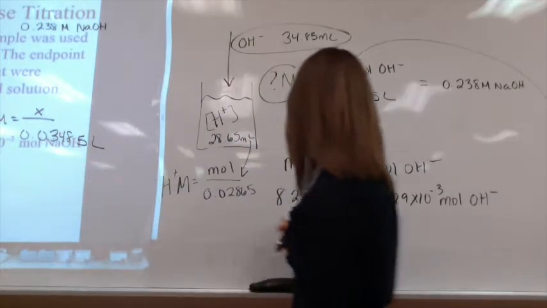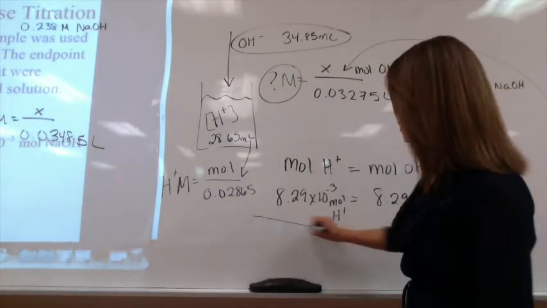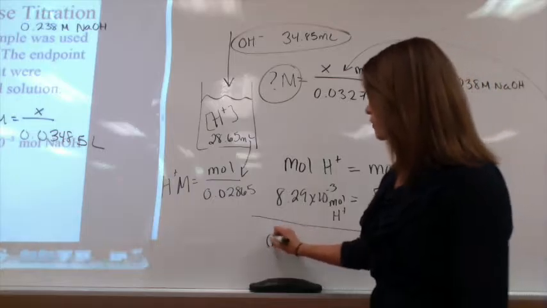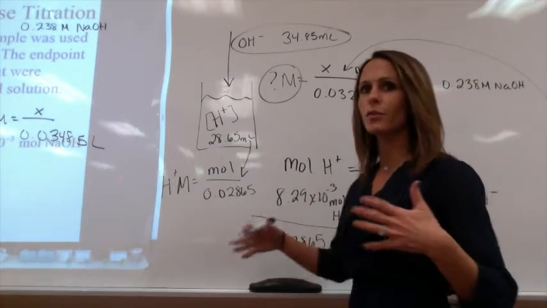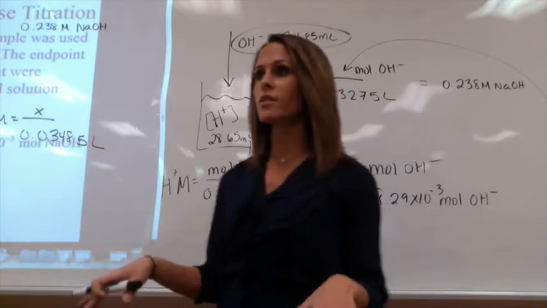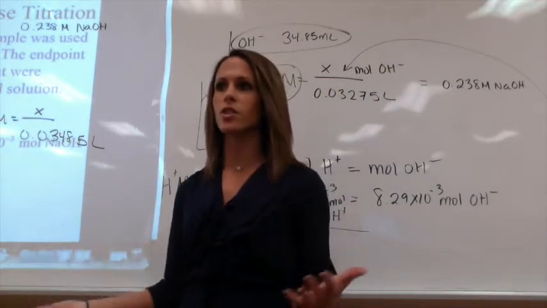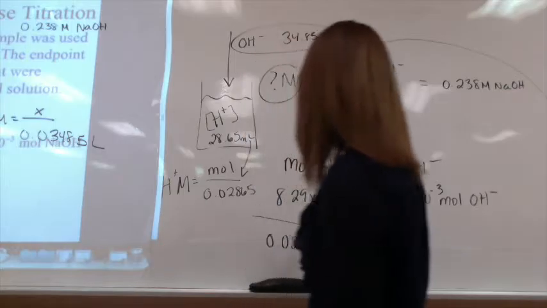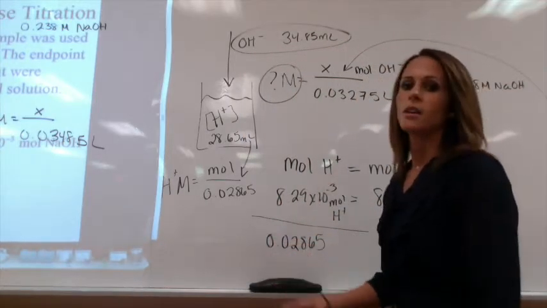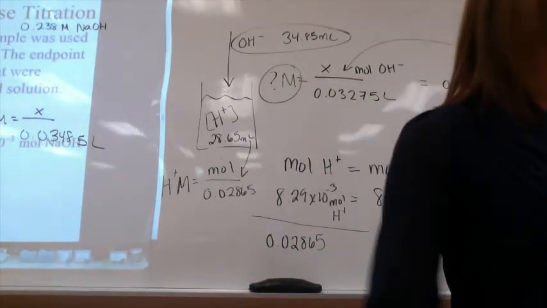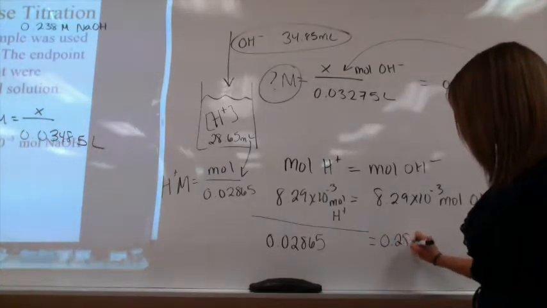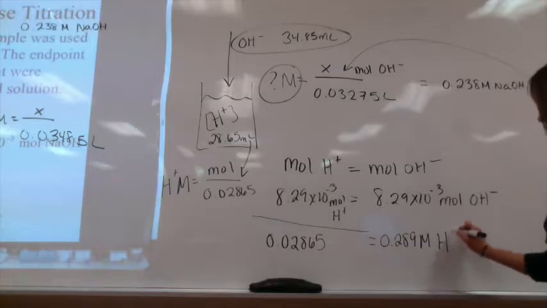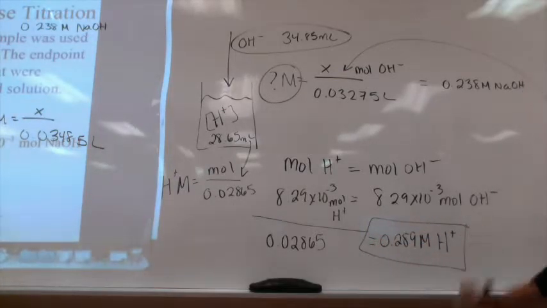So now the concentration of this is going to be these moles over my original volume that was floating in the beaker. Notice that we don't add volumes here. I want to know what the original concentration was, not what the new concentration is. The original concentration comes from this. So you just divide, and you get 0.289 molar H plus was floating originally in the beaker.